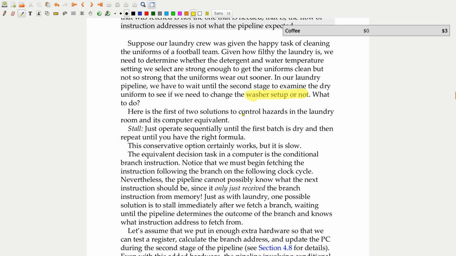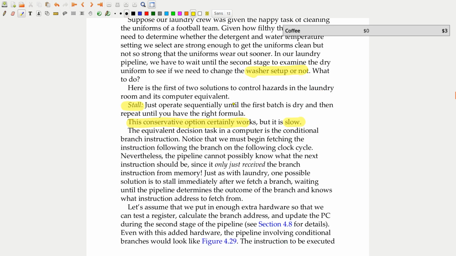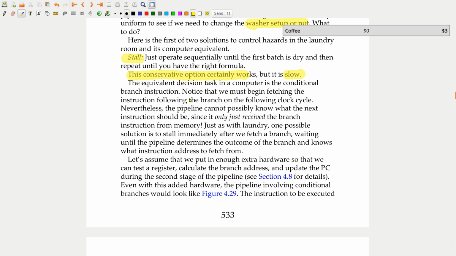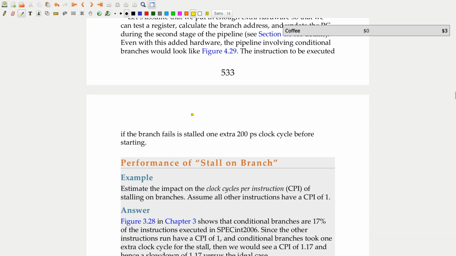So here's the first of two solutions. One of them is we just stall. We just wait and we say, okay, I can't possibly know what this could be, so I'll just wait until I know for certain. It's conservative, but it works. However, it's slow. And we don't want slow computers, so we want something a little bit better. So the equivalent decision task in a computer is, like we said, a branch instruction. So let's see.